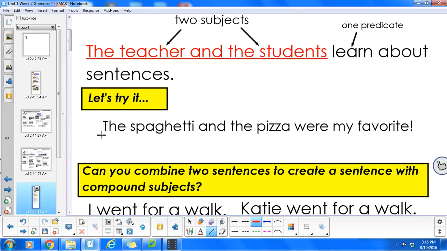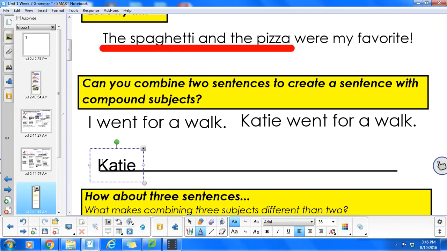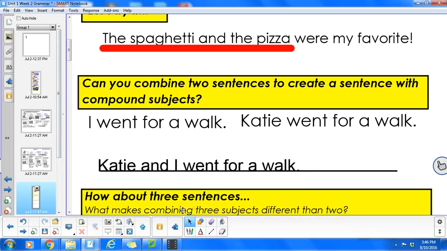Notice here I have the spaghetti, one subject, and the pizza, that's another subject. So let's see if you can combine them. I went for a walk, Katie went for a walk. Instead of having both of them, how could I put them together? Katie and I went for a walk.